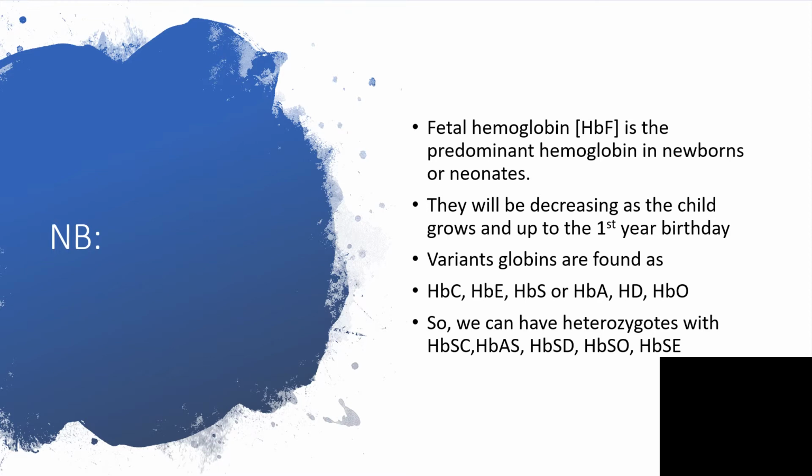There are variants of globins, and they could be hemoglobin C, hemoglobin E, hemoglobin S, which we're all familiar with, hemoglobin A as a good one, hemoglobin D or O. So we can have heterozygous situations that present like sickle cell disease, but it could be SC, SD, SO, or SE. AS are called carriers or trait. I'll talk more about that in a bit.